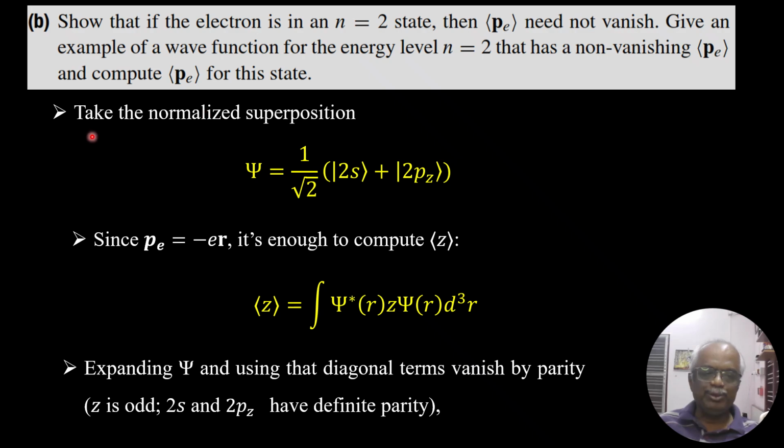First, we take the normalized superposition. That is, psi is equal to 1 over square root 2, which is the normalization constant, times the sum of psi 2s plus psi 2pz. Since P equals minus e times the vector R, it is enough to compute Z.